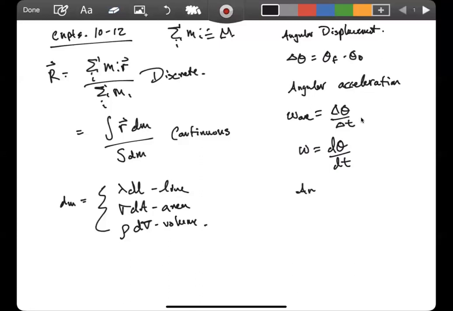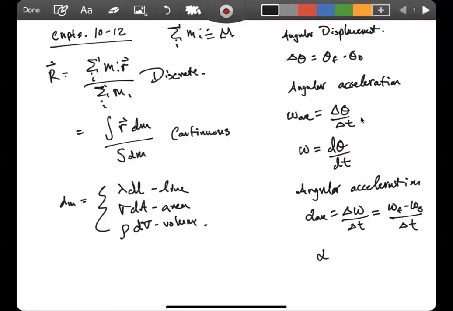And then finally, angular acceleration is how quickly the angular velocity is changing. The average angular acceleration is the change in angular velocity divided by the change in time, so it's equal to the final angular velocity minus the initial angular velocity, divided by my change in time. Or for the instantaneous, we just take the limit as delta t goes to 0, which means this becomes a derivative. This is the time rate of change of the angular velocity, which is equal to the second time derivative of the angular position.